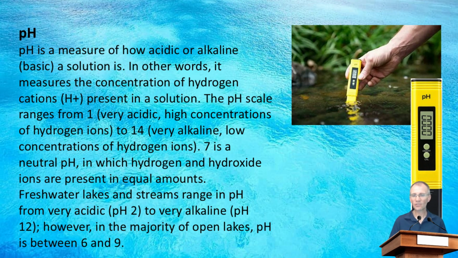Freshwater lakes and streams range in pH from very acidic, pH 2, to very alkaline, pH 12. However, in the majority of open lakes, pH is between 6 and 9.